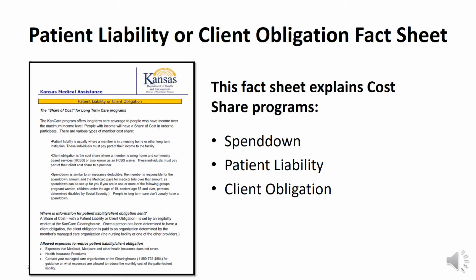There is a fact sheet called the Patient Liability or Client Obligation Fact Sheet, and it explains the three different cost share programs, the spend downs, the patient liability, and the client obligation, and it also gives you an example calculation of a client obligation.